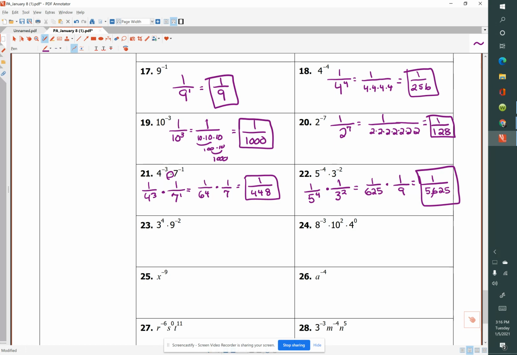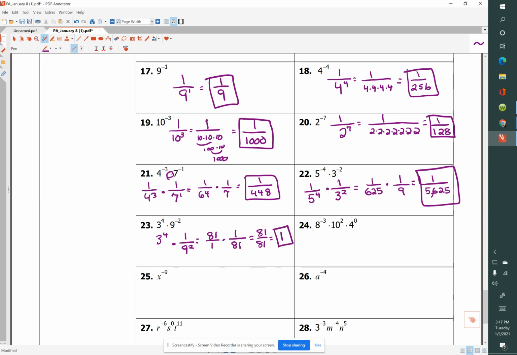Number 23. 3 to the 4th is 3 to the 4th. We don't need to put it under 1. It's a positive exponent. So we'll multiply that times 9 to the negative 2nd, which would be 1 over 9 to the 2nd. Now we can write 3 to the 4th as 81, because it's 3 times 3 times 3 times 3. So 81, we can put any whole number over 1 without changing it, times 1 over 9 times 9, which is 81. If we multiply across, we have 81 over 81, which equals 1.